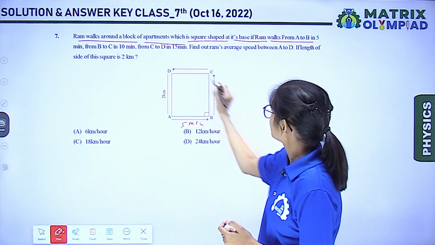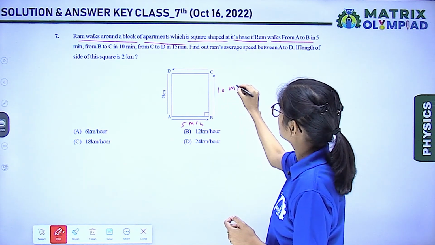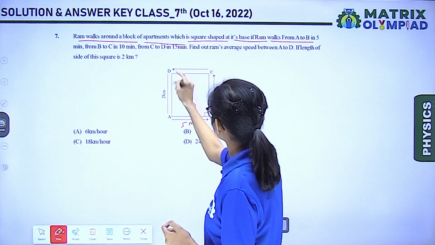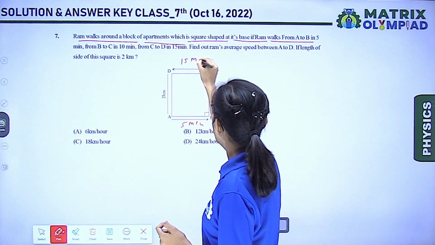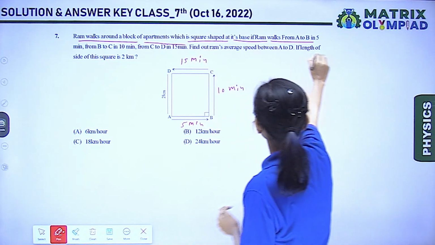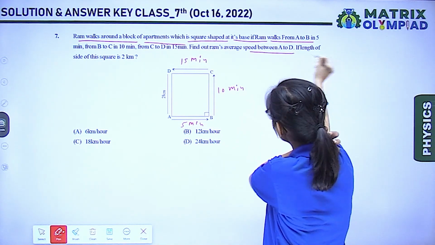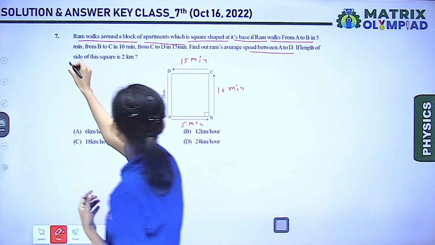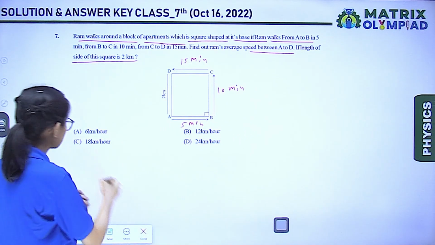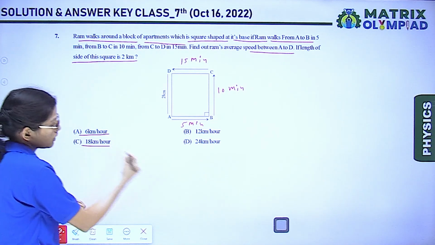Now how much time? 10 minutes, okay. Then C to D in 15 minutes, and find Ram's average speed between A to D, if the length of the side of that square is 2 km, and all these speeds are given in km per hour.